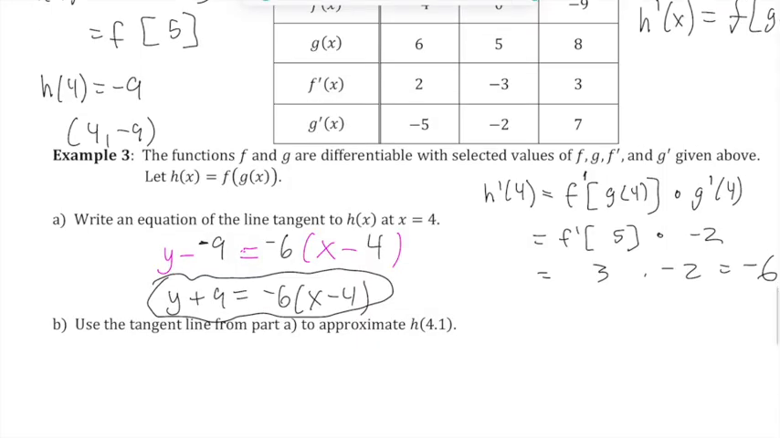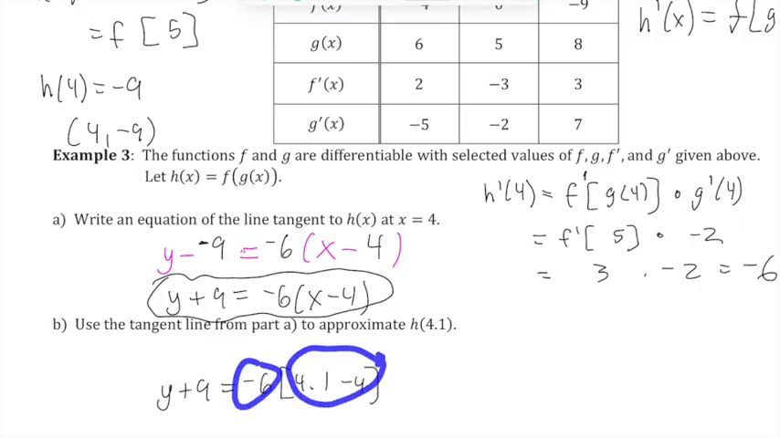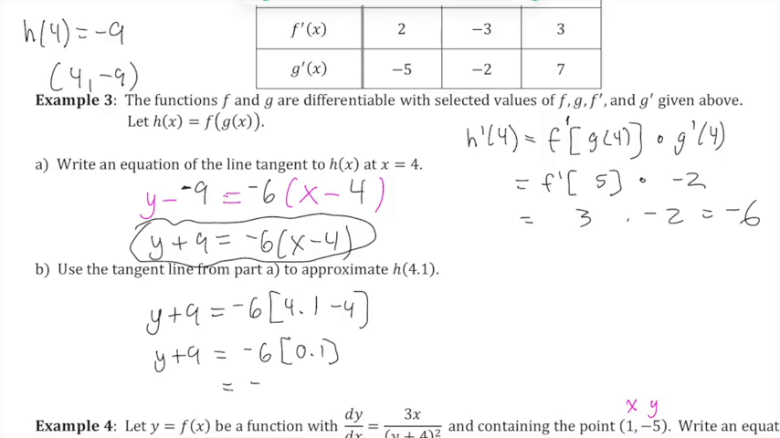And then it says use the tangent line from part A to approximate f of 4.1. So all we're going to do is plug in 4.1 into this equation. So this is going to be 0.1 times -6, so this is going to be -0.6. And then if we subtract 9 from each side, we get that y equals -9.6. So that is an approximation of the value at 4.1.